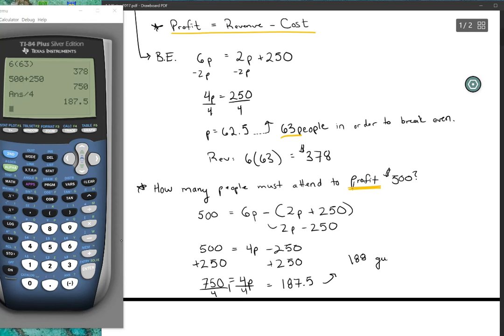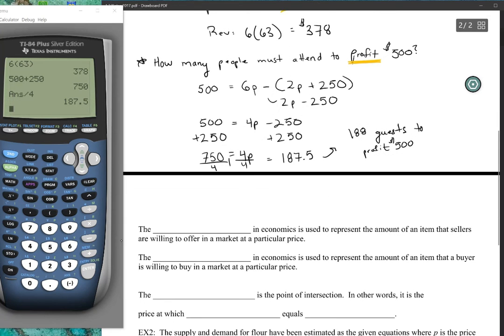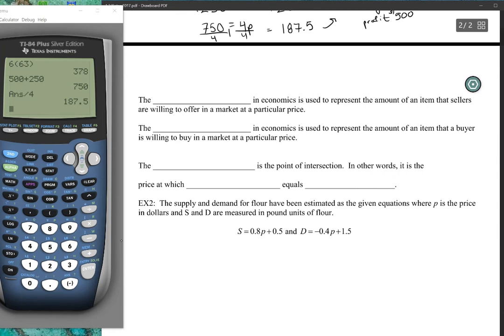to profit 500. Okay, so those numbers, the profit could change depending on what you want, but that's how you generally find profit, which is, of course, revenue minus cost again. Okay, so break even, loss, profit, all that. Next up, we are going to be looking at supply and demand.